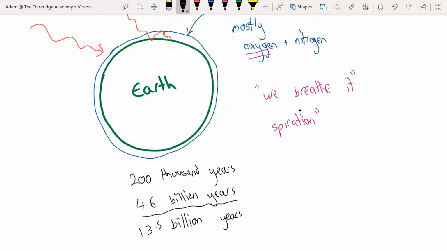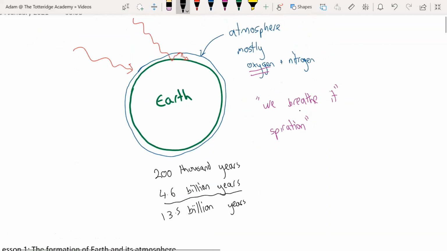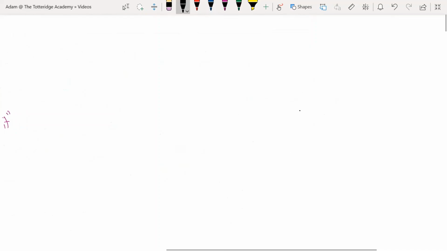So the time scales that we're talking about are enormous. We're talking billions and billions and billions of years. So how is the Earth formed? Originally there's this thing called the Big Bang.